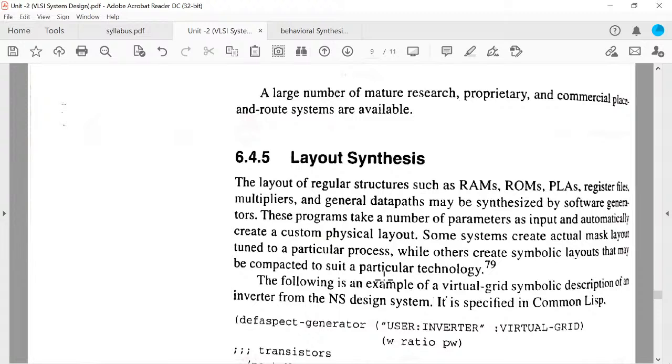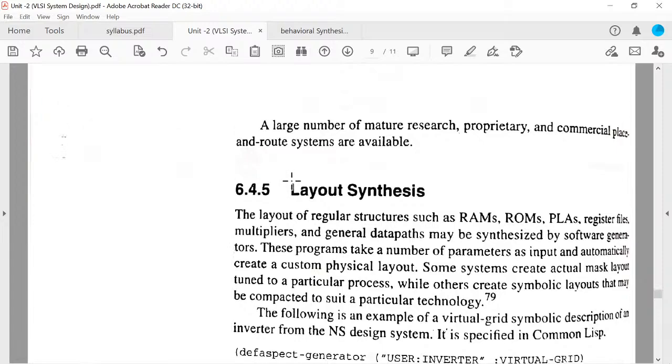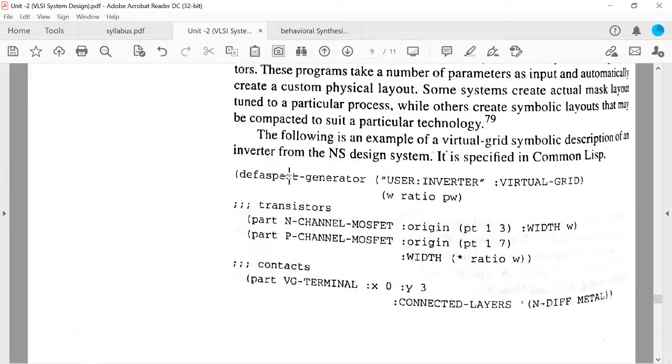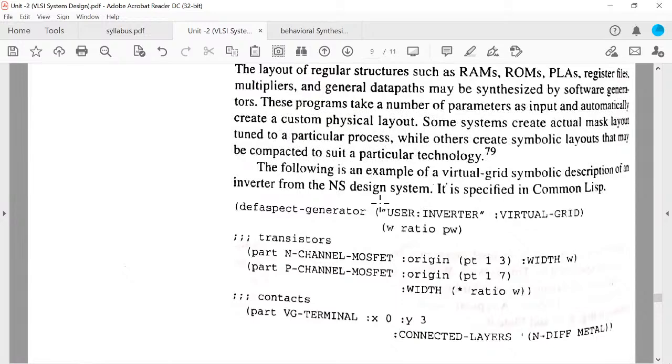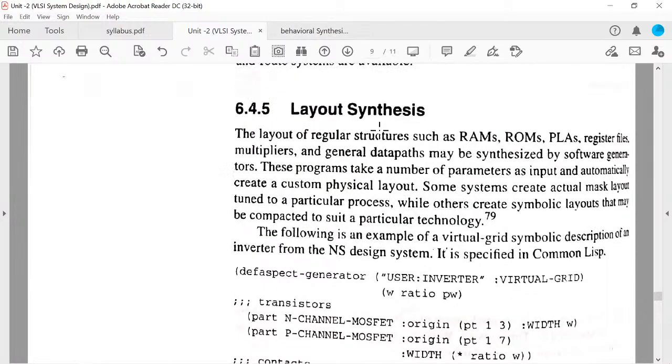It means that when we implement the layout from the previous synthesis level, here the designer needs to select the width of the transistor, height of the transistor, the diffusion or the capacitance that we used here, supply VDD, and ground. The whole implementation phase is done in this layout level, in this layout synthesis.